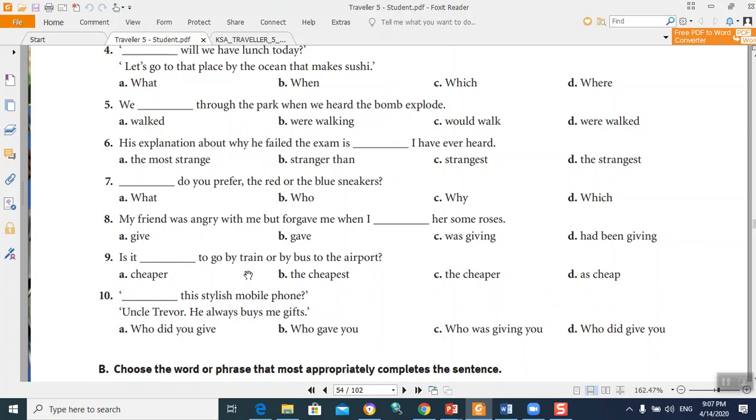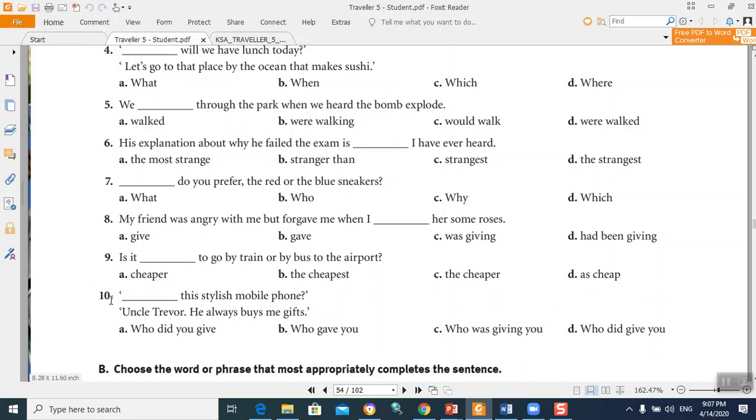So here the best answer, is it going? So what is your choice? It is comparative case. Cheaper. Is it cheaper to go by bus or by train? Okay, or by plane? When you ask to compare two things. So cheaper is the right answer. It is comparative. Number 10.